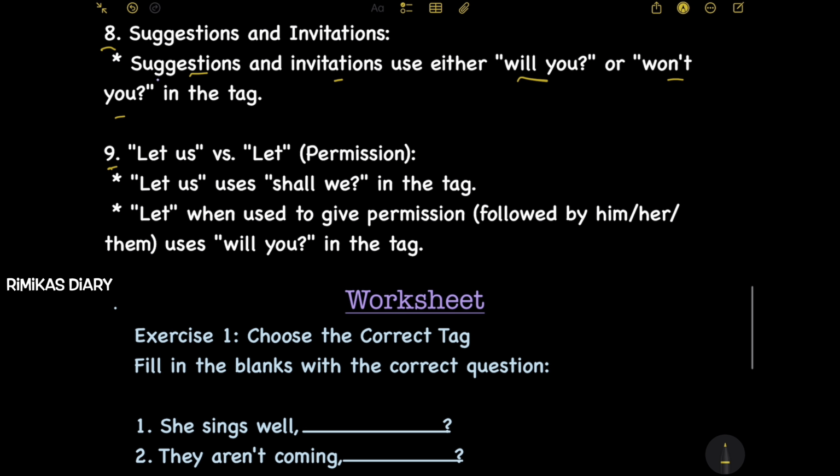Ninth, let us versus let. These two are used in permission. Let us uses shall we in the tag. Next, let, when used to give permission, followed by him, her, them, uses will you in the tag.